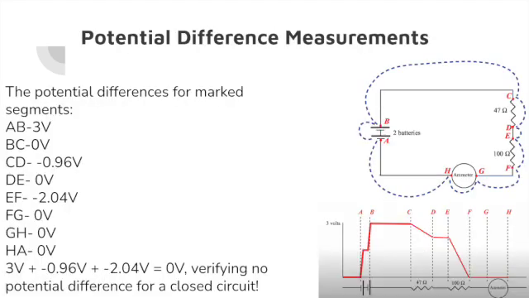Potential difference measurements. The potential differences for marked segments were AB 3 volts, BC 0 volts, CD negative 0.96 volts, DE 0 volts, EF negative 2.04 volts, FG 0 volts, GH 0 volts, HA 0 volts. The sum of them all together was 0 volts, verifying no potential difference for a closed circuit.